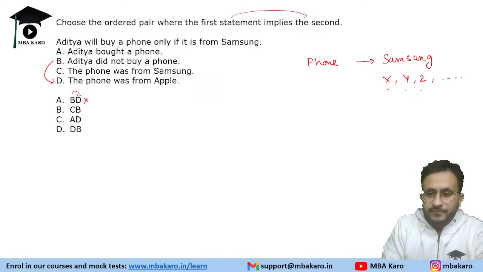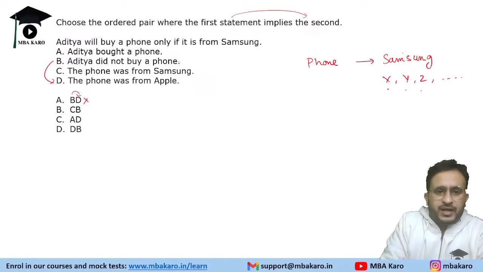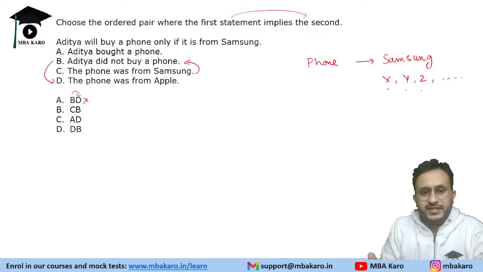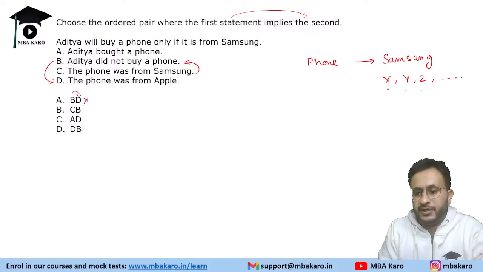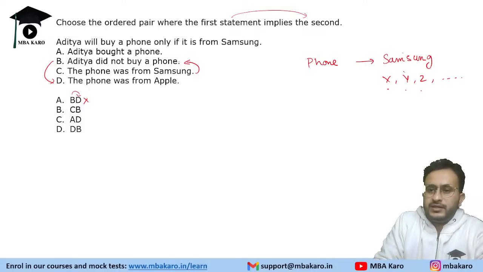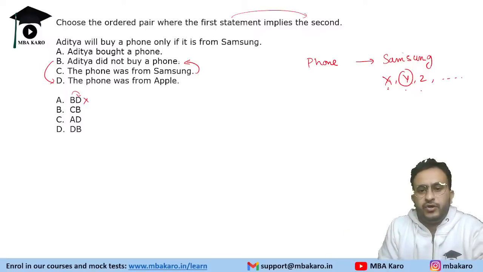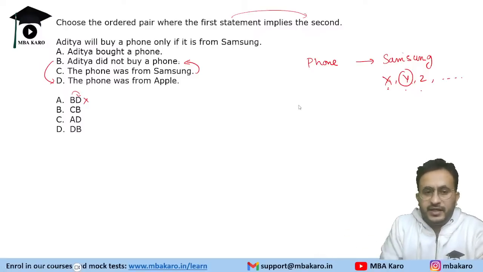So that is wrong. Now the second says that Aditya, the phone was from Samsung and Aditya did not buy a phone, right? Now you might say that this is wrong. It may be true, it may not be true. Suppose there is a Samsung Y phone and Aditya did not buy it. Maybe Aditya bought Samsung X or Samsung Z or anything, right? So this is also not true.